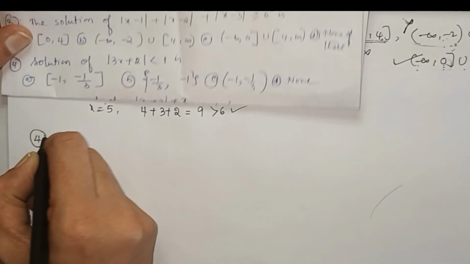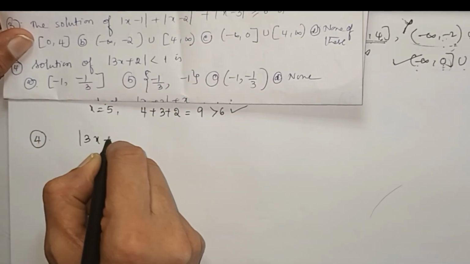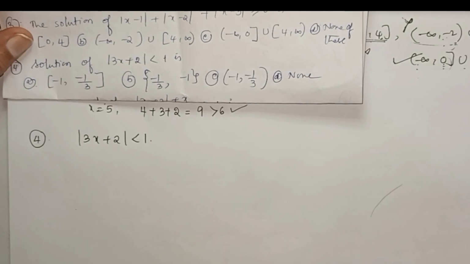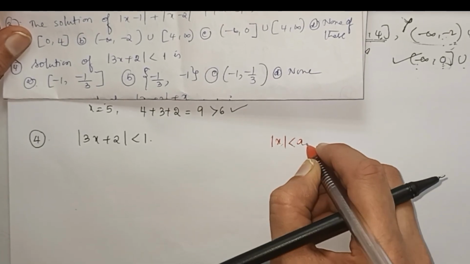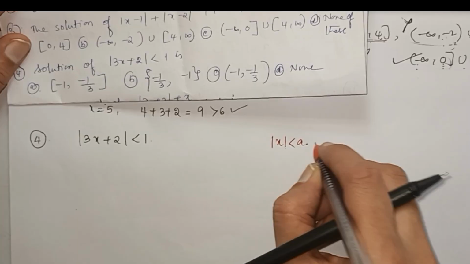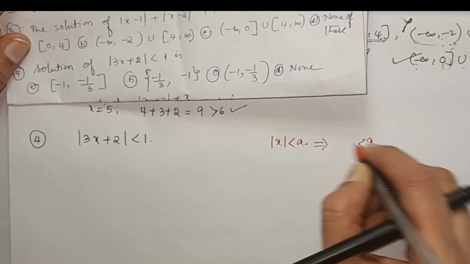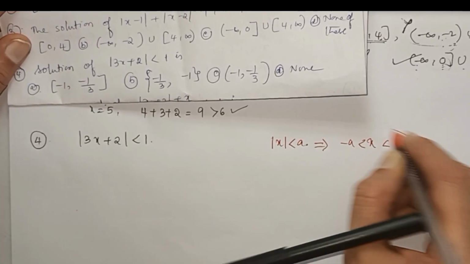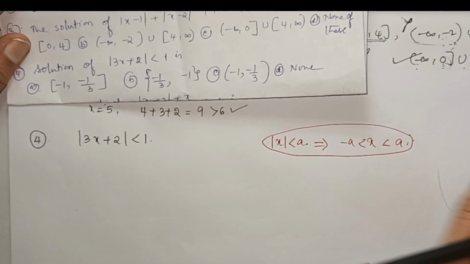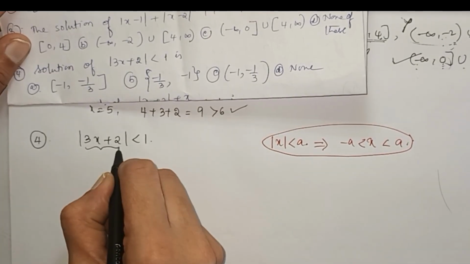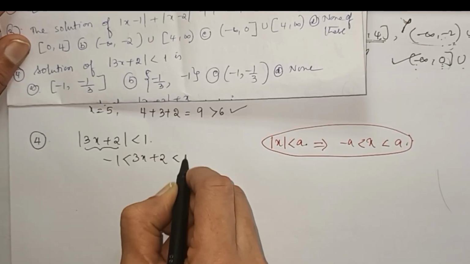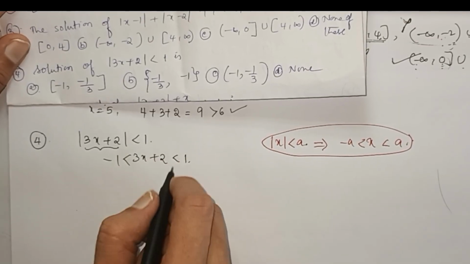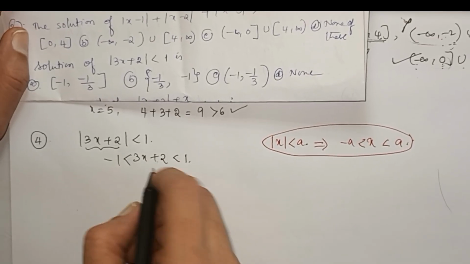Next, fourth question: solution set of the inequality mod 3x plus 2 less than 1. So this is an inequality involving the modulus function. Mod x less than a implies x is always in between minus a and plus a. This is the inequality to be remembered. So in the place of x you now have 3x plus 2. So 3x plus 2 should be greater than minus 1 and less than 1. Now it is a double inequality.